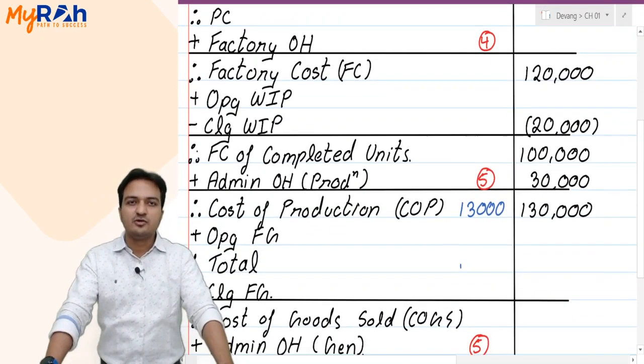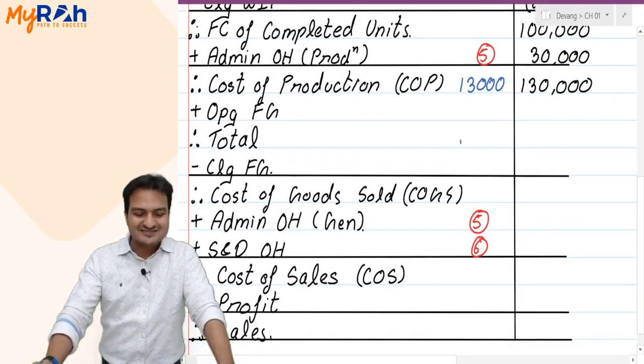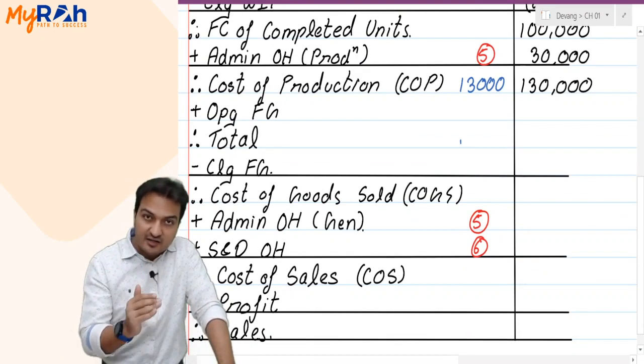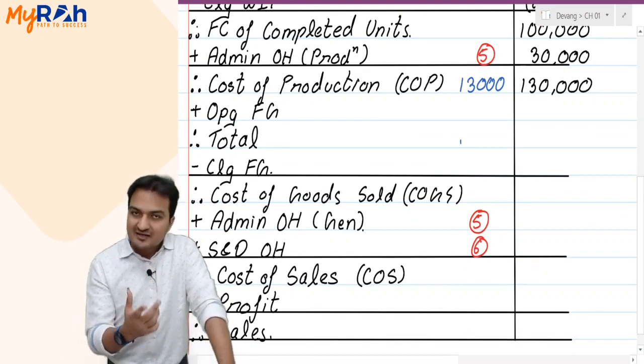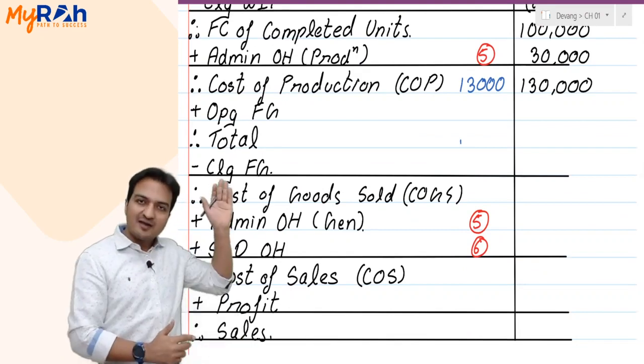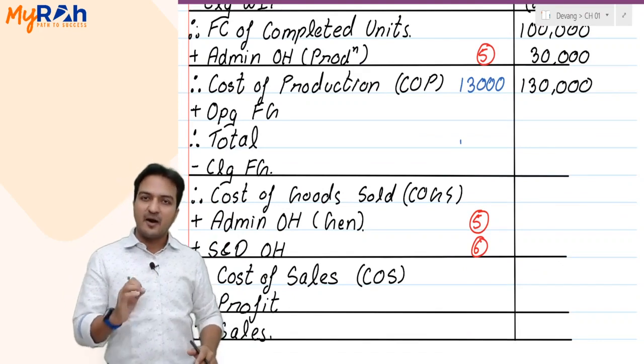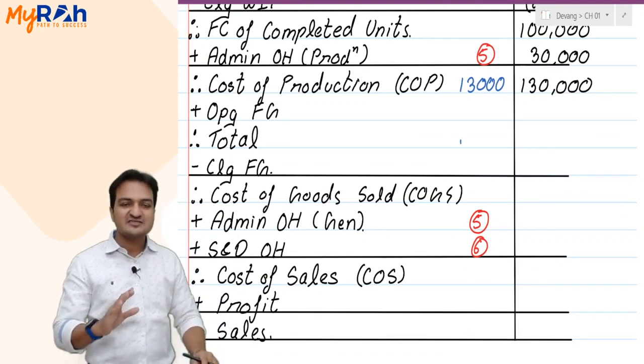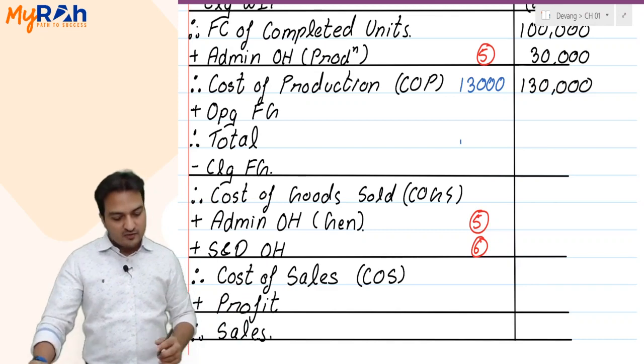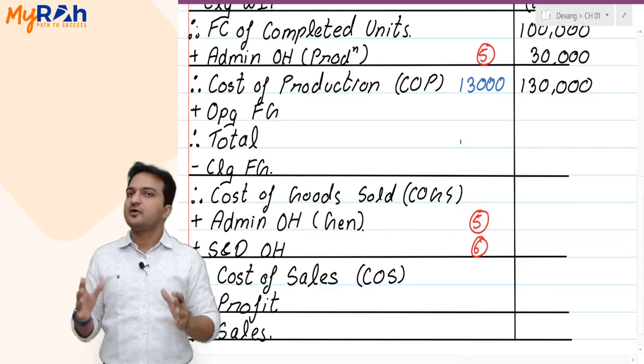Assume that I am writing units in my inner column here. Units I am writing here just for understanding purpose, just to explain calculations to you. The units column that I make over here is not a part of the final answer. It is just for calculation purpose. So 13,000 is the production that I have done during the year.